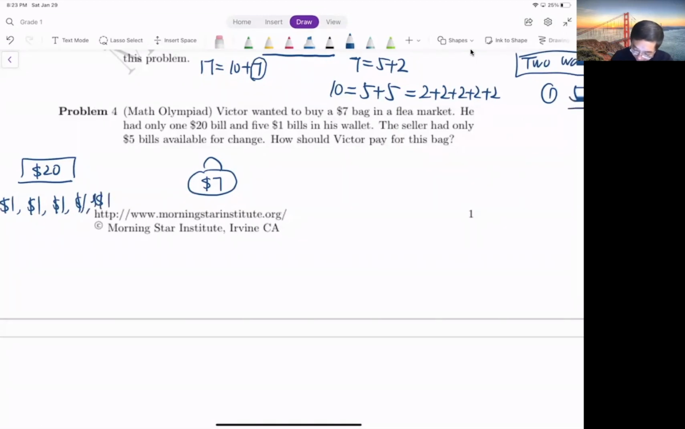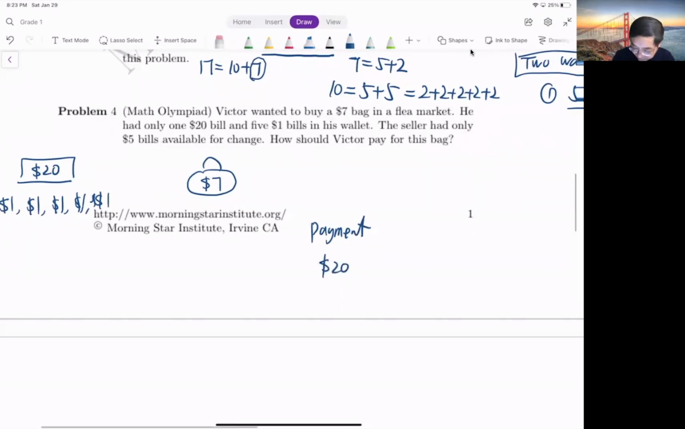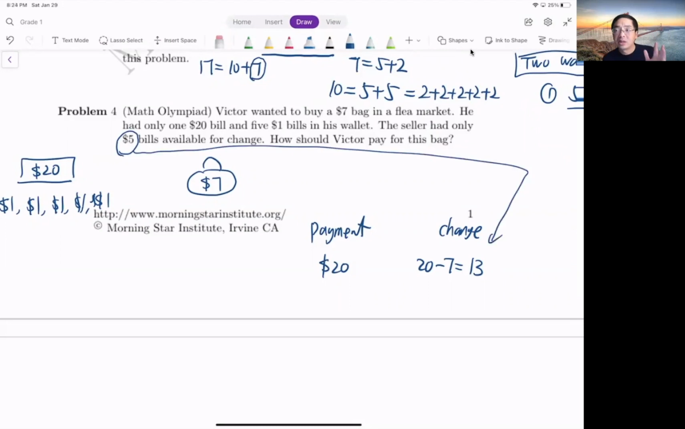Now, let's say this is the payment. A natural thought, because 5 $1 bills are not enough to pay for this $7 bag, will be to just have Victor pay $20. See what happens. If it's $20, the change will be $20 minus 7, which is 13. However, the seller has only $5 bills. There's no way you can use $5 bills to come up with 13. You have one $5 bill, add another you get 10, add another you get 15. So this one does not work. You cannot just do that.